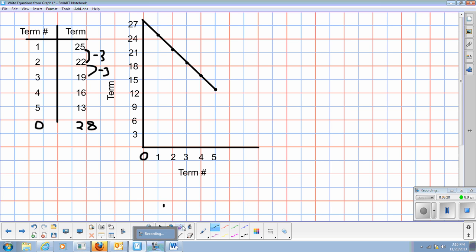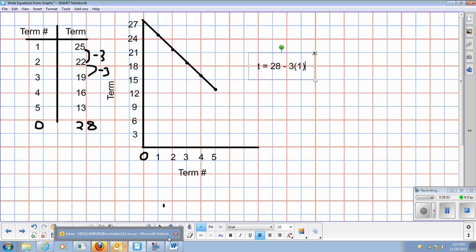So when I want to write this equation, I'm going to start by saying t equals 28. Now my line is going down. And what were we doing? We were minusing 3, weren't we? So we say minus 3. That gives me my first term, doesn't it? So how many times did I count 3 there? I counted it once, didn't I? Let's try the next one. How did we get the next number?